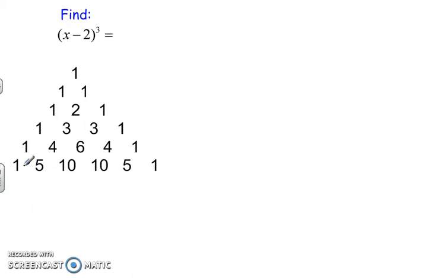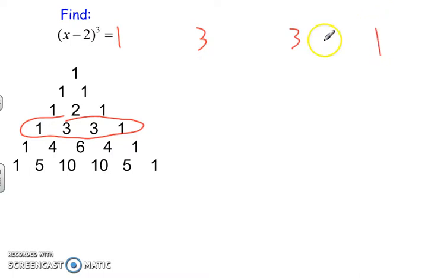So let's figure out which row we're talking about here. This is third power, so 1, 2, 3. The fourth row are the numbers I'm looking at here. So it's going to be 1, 3, 3, and a 1. So the first term is x to the third power. So x to the third, x squared, x to the first, x to the 0.